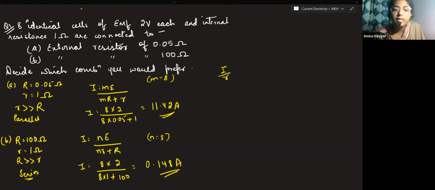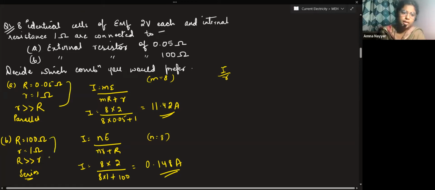The reason is that in the case of a parallel combination, if we use this formula, then we get more current, and more current is best for us. Similarly, for a greater external resistor, we use the series combination, so that gives us more current. That's how you decide, just by looking at this comparison. Fine?